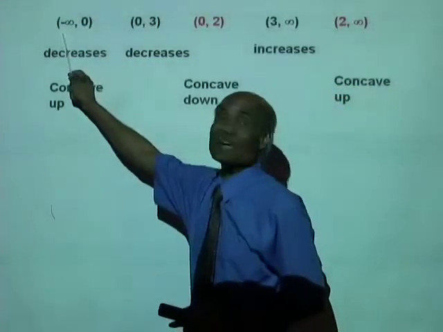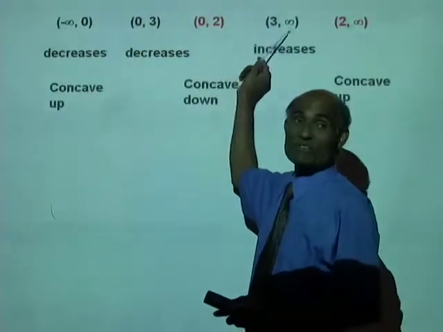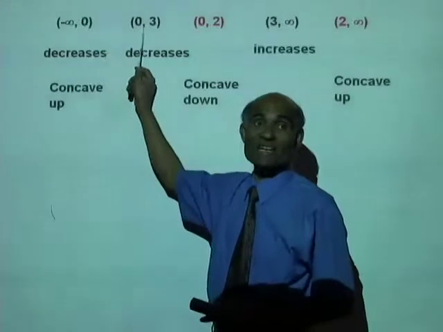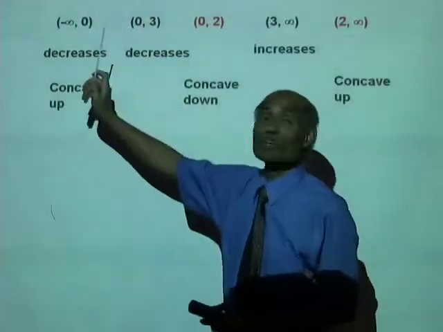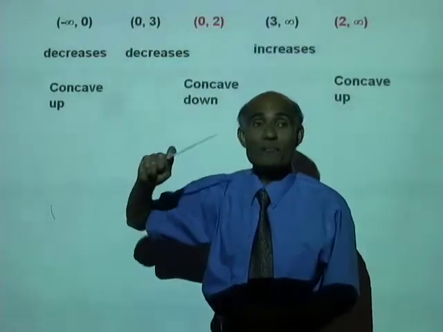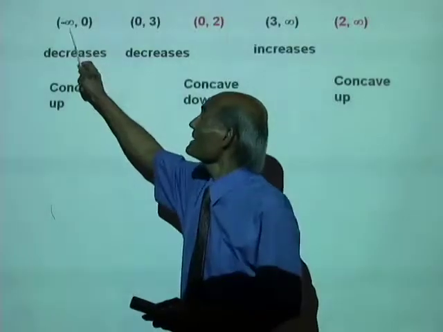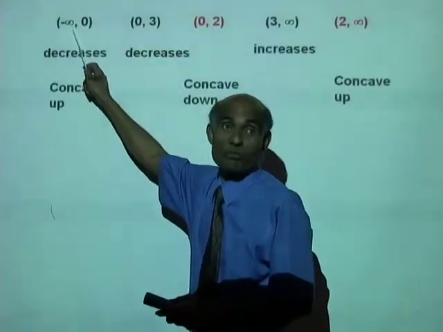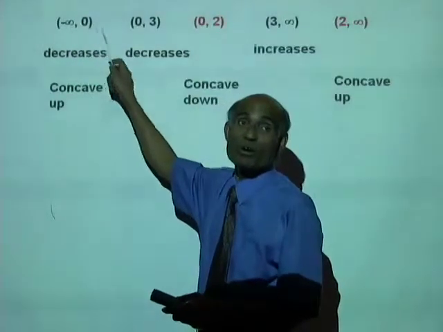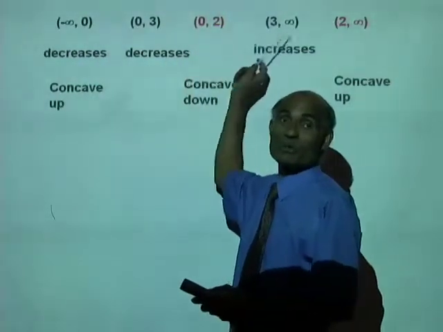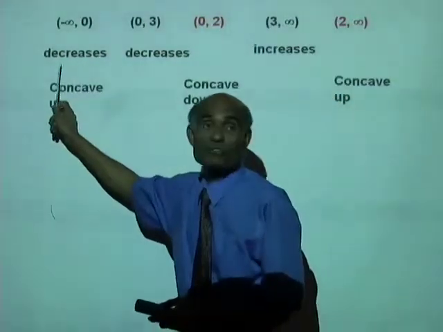I have negative infinity to 0, 0 to 3, 3 to infinity. These are the three intervals using the critical numbers. And then using the second derivative, the inflection points, we have the intervals negative infinity to 0, 0 to 2, and 2 to infinity. And if you go back, we had done this already.